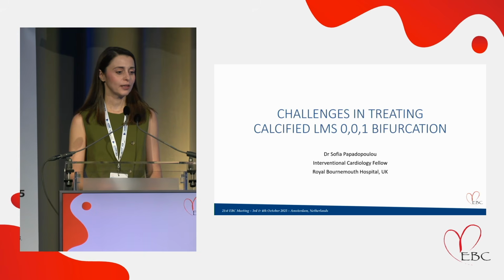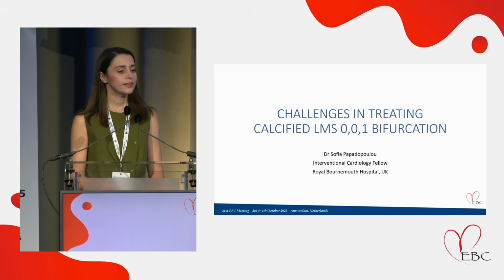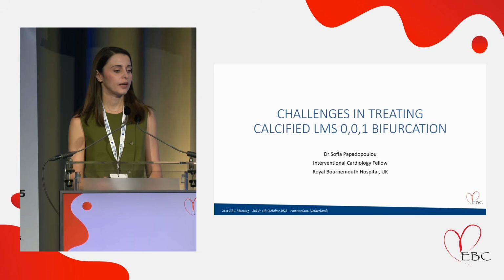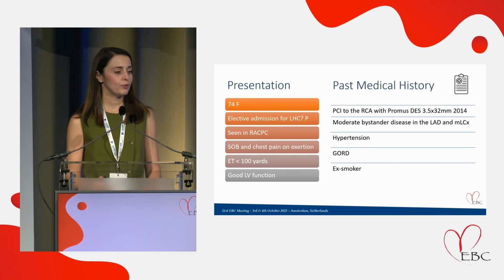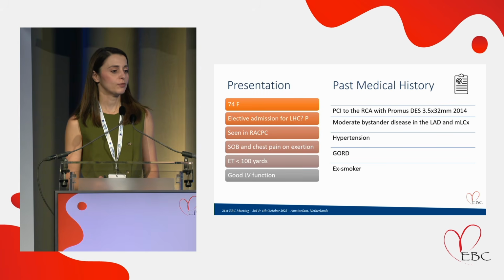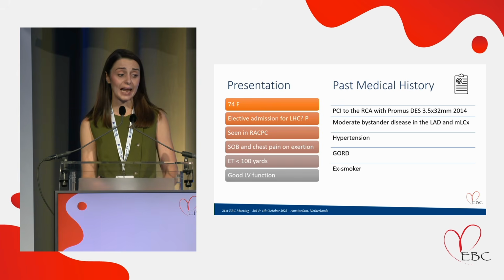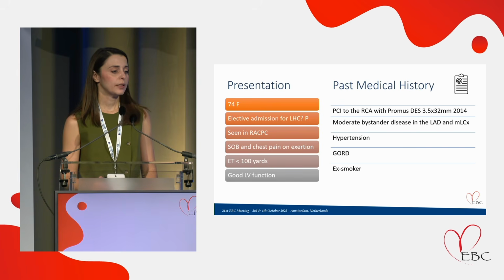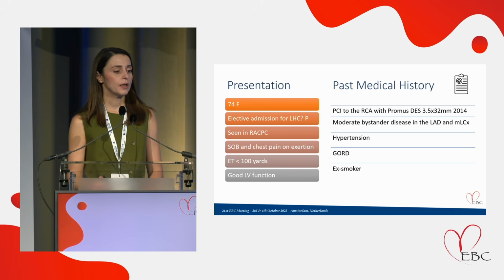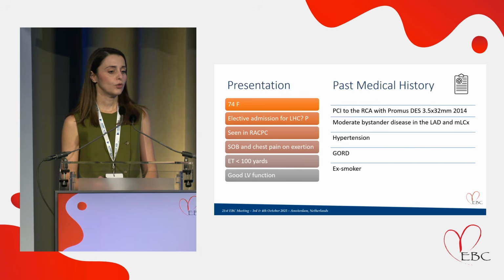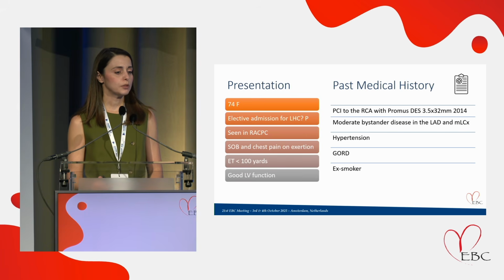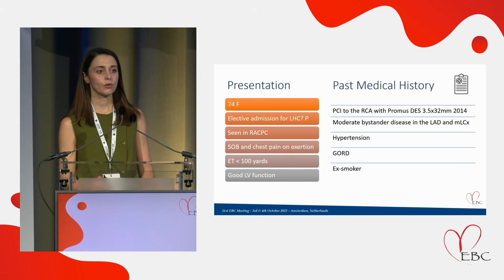I'm Dr. Sofia Papadopoulou, an interventional fellow at Royal Bournemouth Hospital in the UK. Today I'm presenting the challenges in treating a calcified left main stem 001 bifurcation. Our patient is 74 years old, and she comes in for an angiogram, query proceed, as an elective case. She has been experiencing angina in the last 6 months, and an echocardiogram has shown good left ventricular function. She had previous PCI to the right coronary artery in 2014, and at that point, moderate bystander disease in the LAD and mid-circumflex was documented.